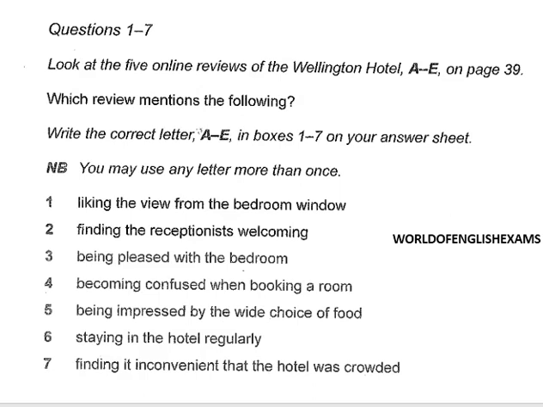Fine. So this is what you will see in the second reading test in the Cambridge IELTS 14 book, and you can see that the instructions clearly mention which review mentions the following. So this is nothing but matching. So you need to immediately identify that, and the instructions also give you a suggestion to look at NB. So what is NB? NB means nota bene. So nota bene indicates that you may use any letter more than once. Can you read what is given here? NB, you may use any letter more than once.